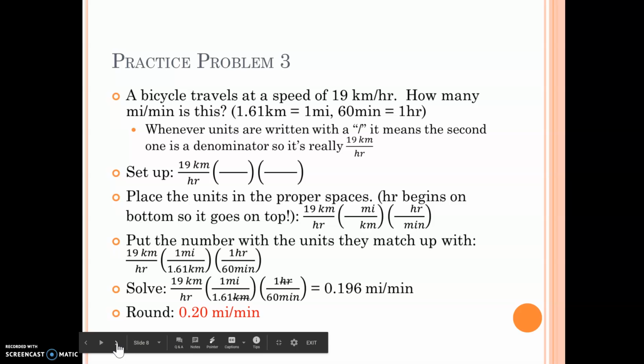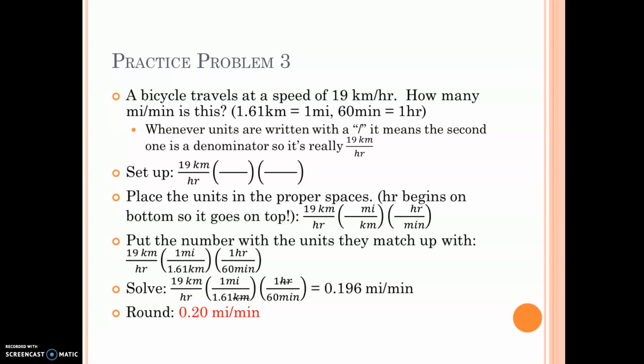Practice problem 3. A bicycle travels at a speed of 19 kilometers an hour. How many miles per minute is this? There are 1.61 kilometers in 1 mile, and there's 60 minutes in 1 hour. Whenever units are written with a slash, it means the second one will be your denominator. So really what we're saying is 19 kilometers per hour.